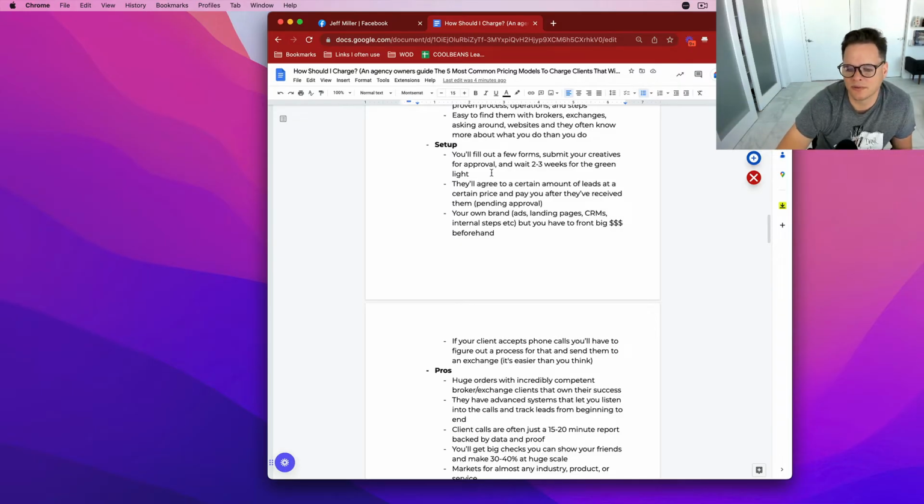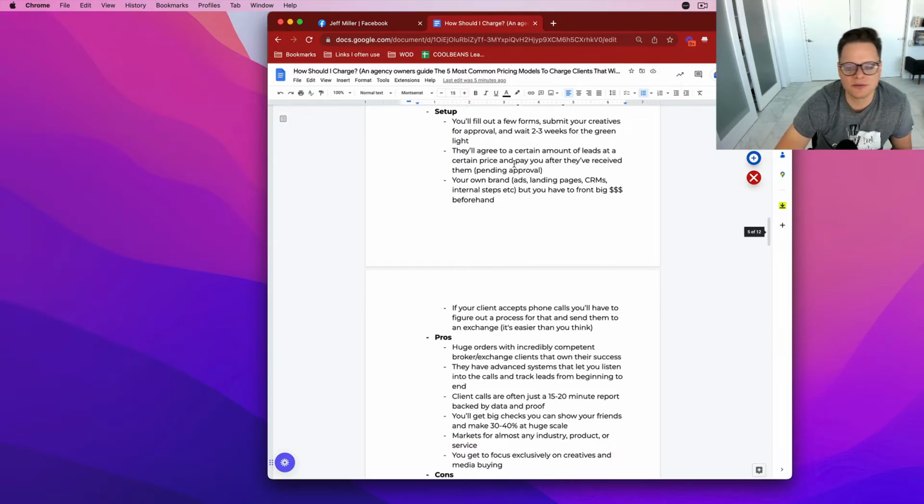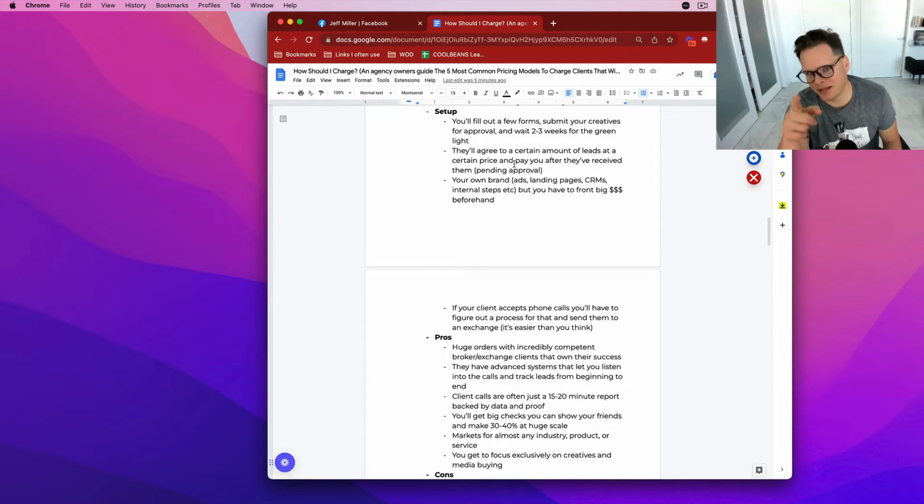They'll agree to a certain number of leads at a certain price and pay you after they've received them, pending approval. And you'll have to use your own brand, your own ads, your own landing pages, CRMs, your own internal steps, whatever you want. And by the way, you have to front big dollars beforehand because it's you paying for the leads, and then you sell them, and then you get paid. So it's that standard, you buy something for $1 and sell it for $2 type business.